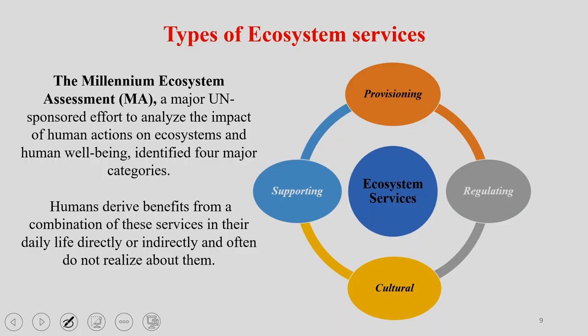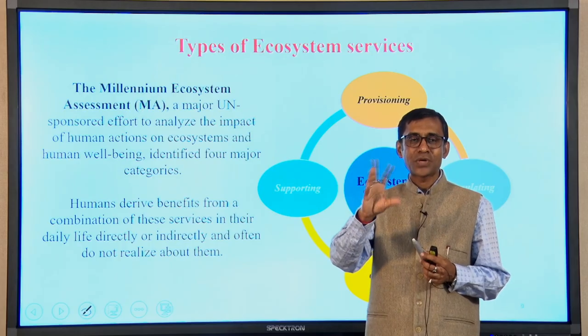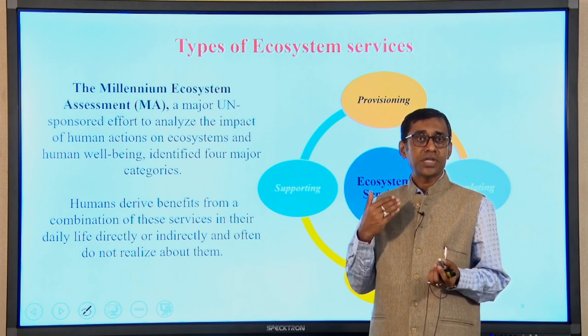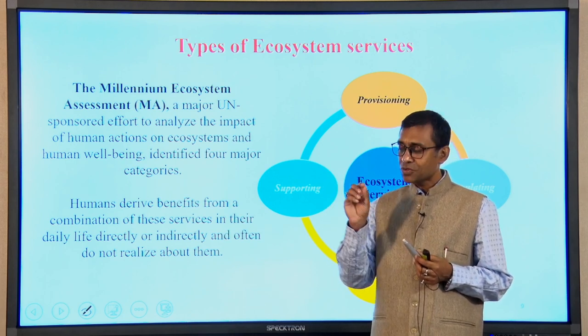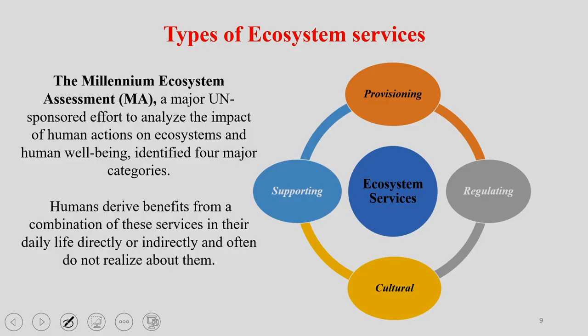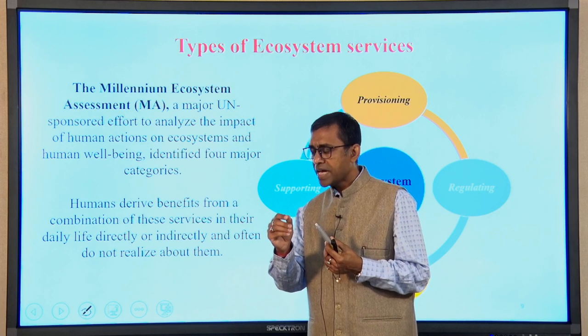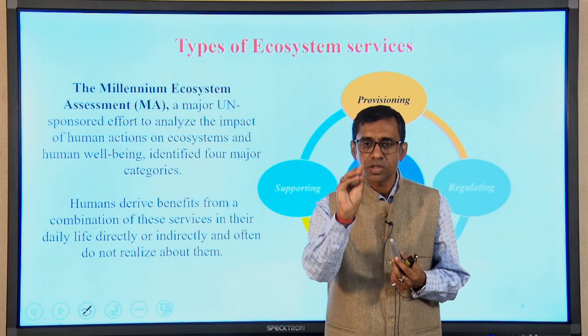To say a few words about ecosystem services, as most of you might be aware, the Millennium Ecosystem Assessment was a major United Nations initiative to study the impact of human actions on ecosystems and human well-being, and it identified four major categories. Humans derive benefits from a combination of these four services in our daily life, directly or indirectly. While deriving these benefits, we hardly recognize how dependent we are on these natural resources and ecosystem services. That's the point I'm trying to make here. We need to generate awareness within our academic system that every individual should know that their life is at stake if natural resources are lost.